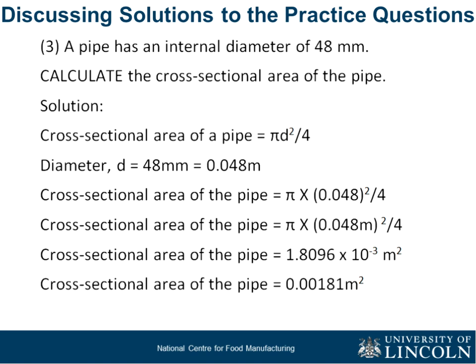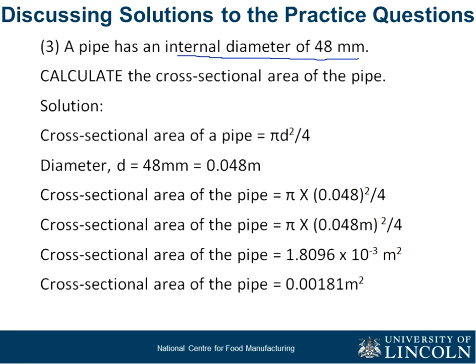Here we are interested in calculating the cross-sectional area, and we've been given the internal diameter of the pipe. That's the internal diameter of the pipe, 48 millimeter, and then we want to find the cross-sectional area. And then, like Chris asked the other time.